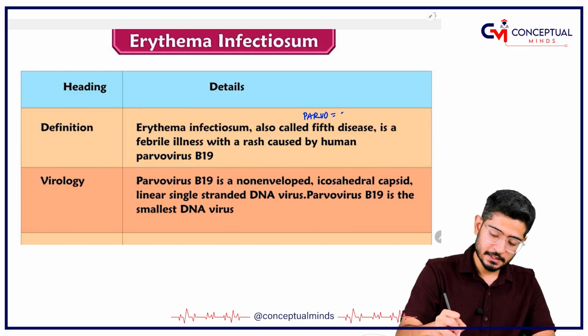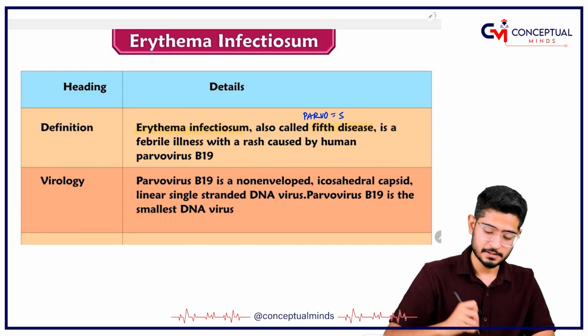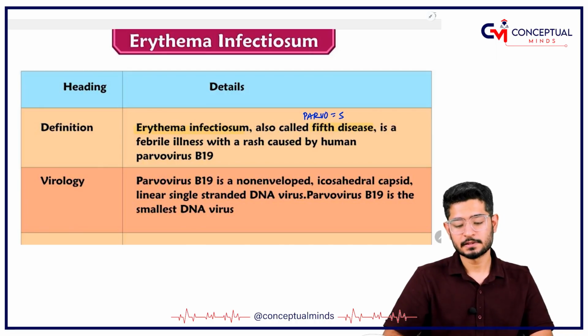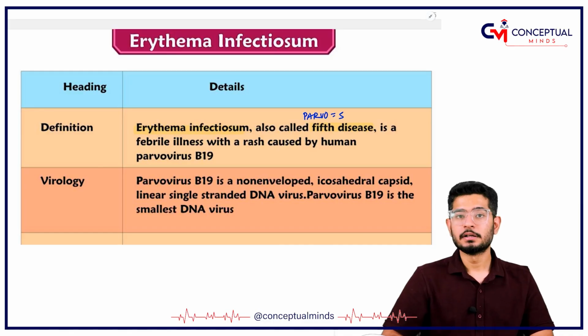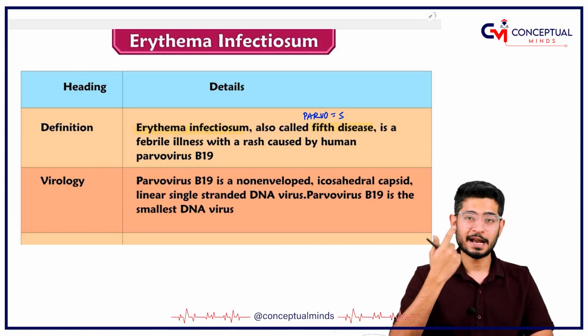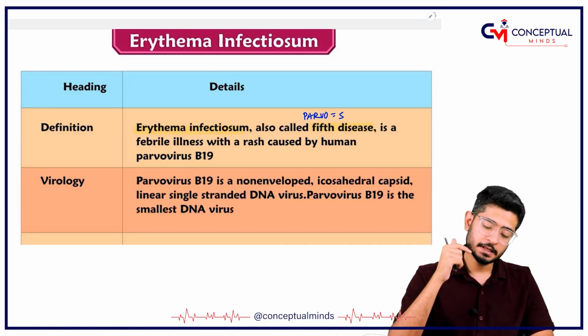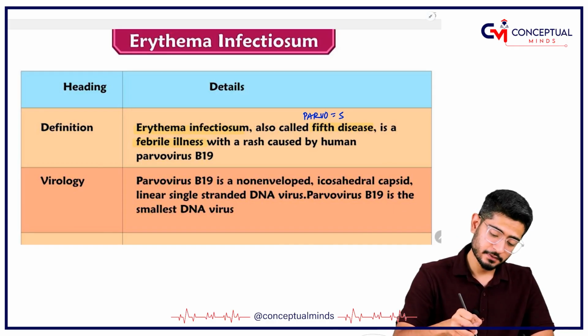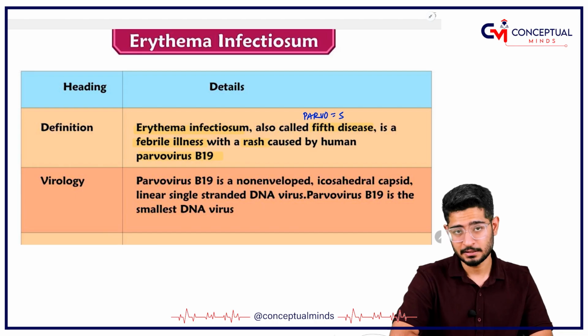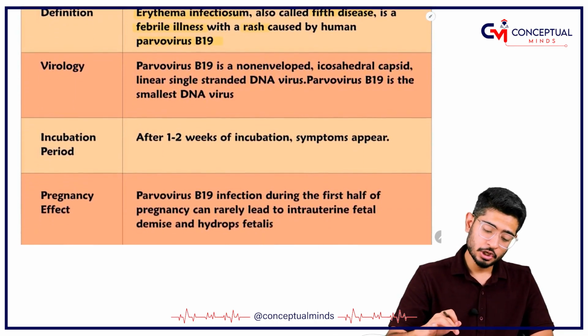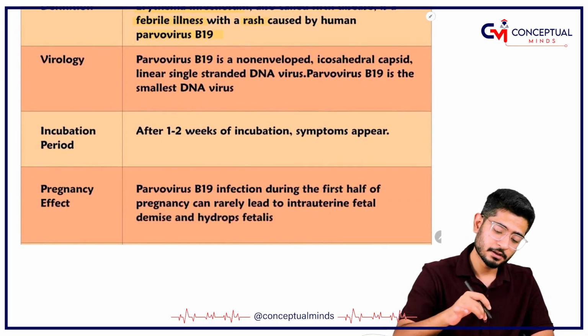So 5 letters, and you can remember that Erythema Infectiosum is also called fifth disease. It is a slapped cheek appearance. You saw, the rashes were there. So it is a febrile illness with rash, which is caused by Parvovirus B19. So just a quick review of microbiology.